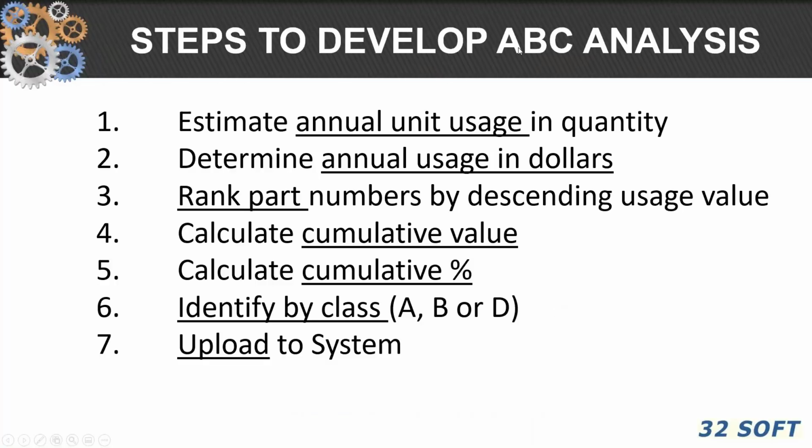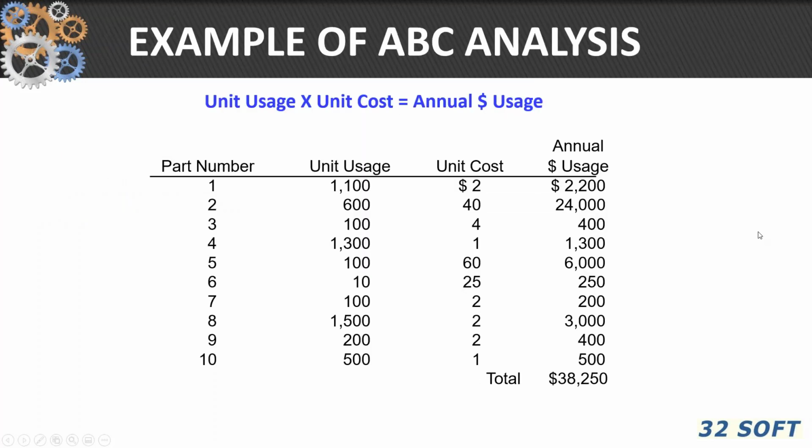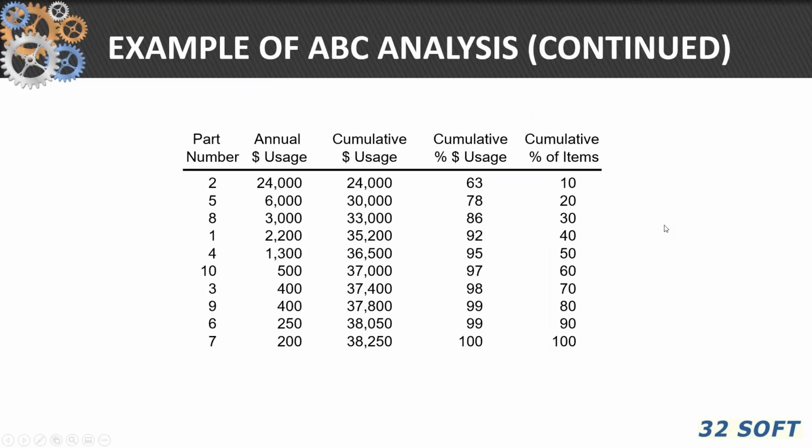Just a quick example of how we do ABC, basically 7 steps. Calculate the annual unit usage, determine the annual unit usage in dollars, rank the parts, calculate a cumulative value, cumulative percentage, identify your ABCs, and upload to the system. So here we've got a set of 10 parts, their unit usage and their unit cost, and we simply are going to now multiply the unit cost times the unit usage to come up with this annual dollar usage. And you can see that in total, we have 38,250 in this particular population of parts.